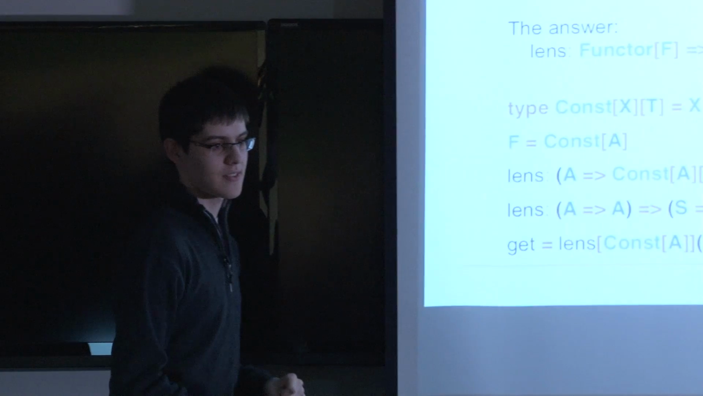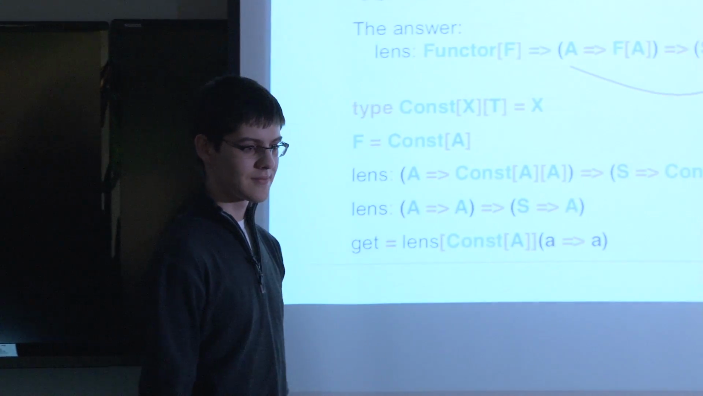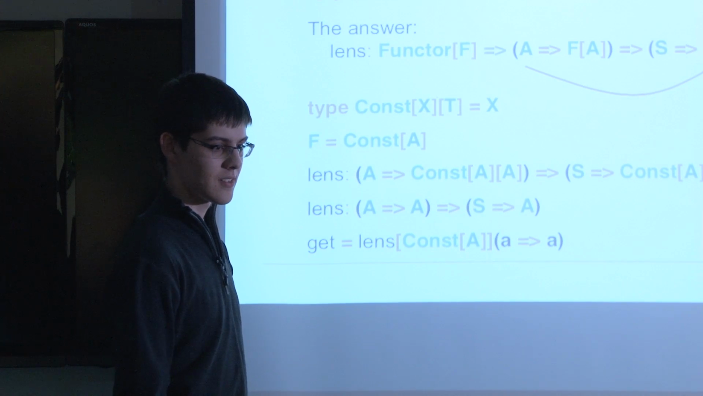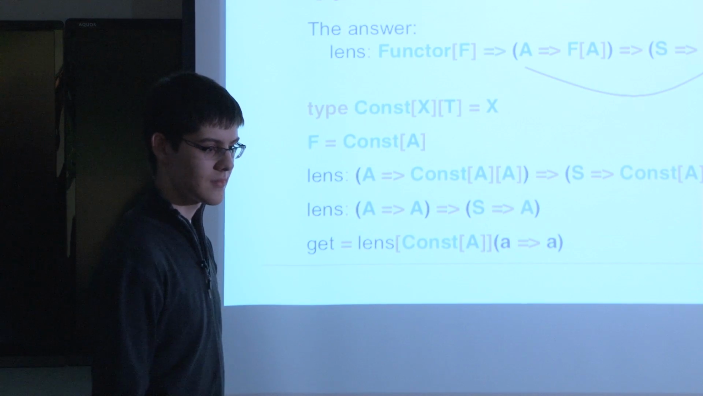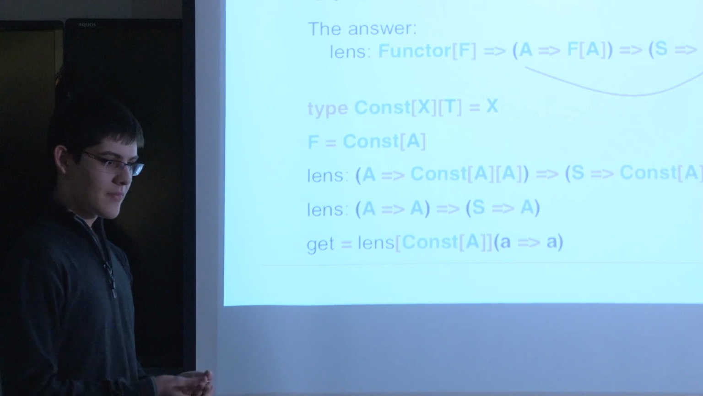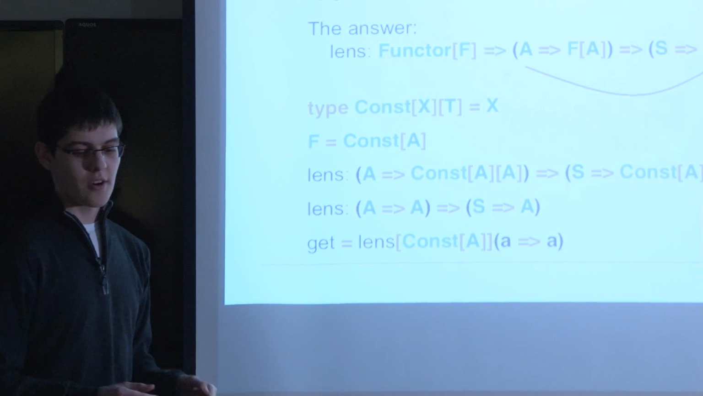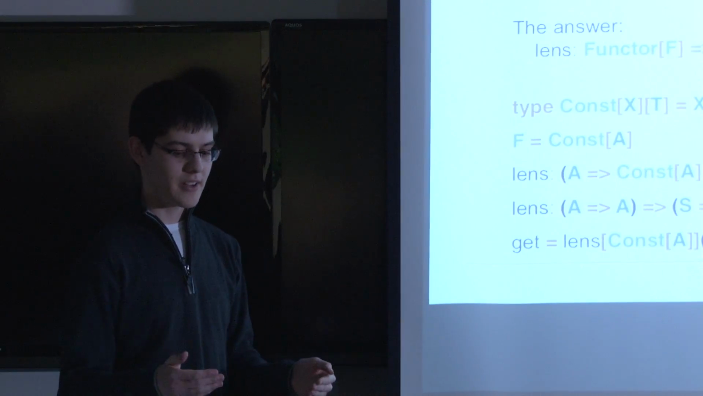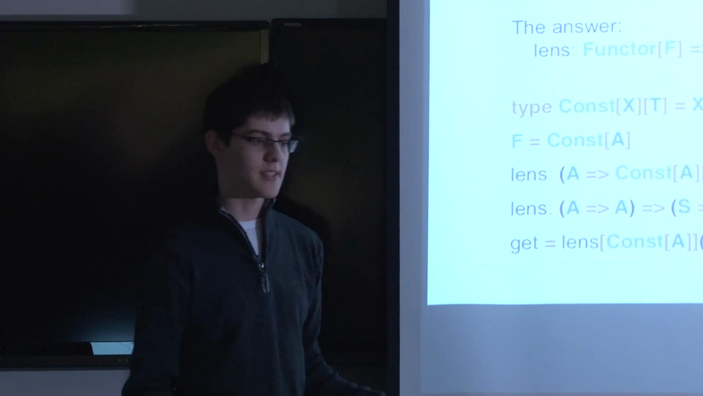Yes? I understand the point of lenses when you're talking about setting and modifying. Why do you need a lens to get? I can get anyway. So he asked, why do you need a get in a lens? Why can't I just use set and that's it?